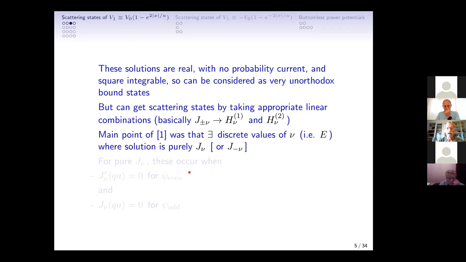And the main point of the original paper by Ahmed, which is the starting point of all this, was that there are some particular discrete values of mu, the index nu, which is related to the energy E, where the solution is purely J nu, not J nu and J minus nu, but just purely J nu or purely J minus nu. And Ahmed and co thought that this was very significant.